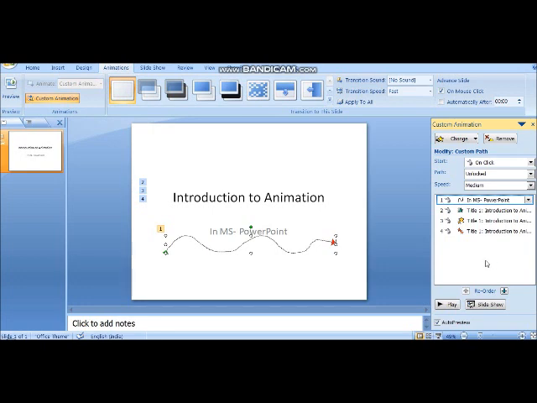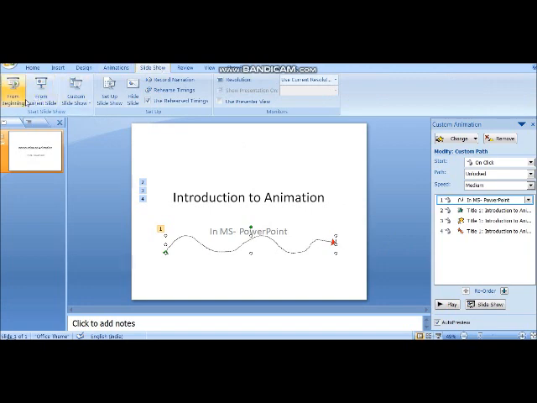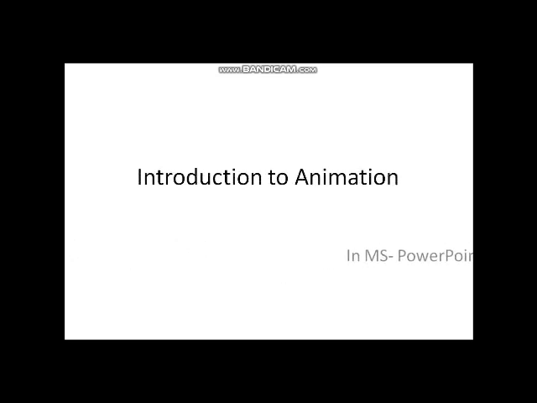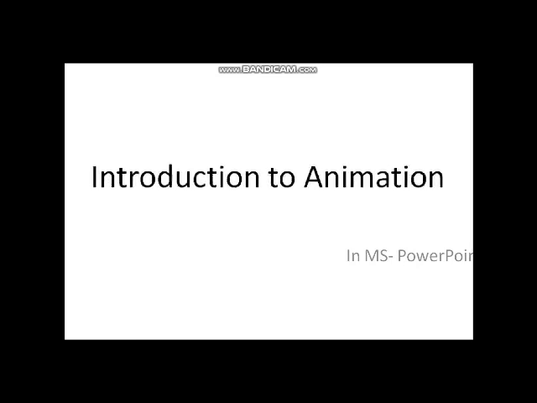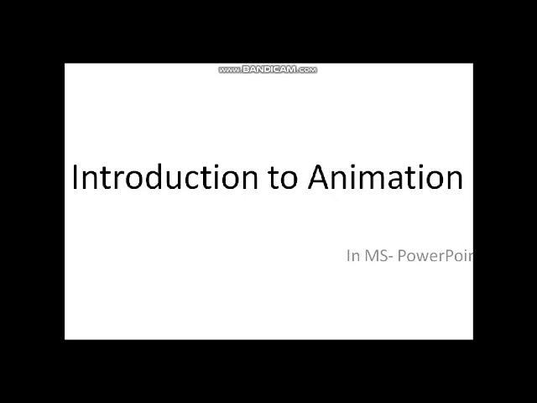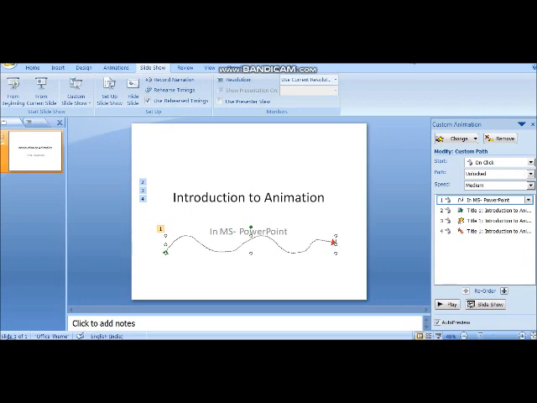Now if you are going to play, what happens? On click we will go to the slideshow from the beginning. Now on click, first animation will be there, then introduction to animation, then grow and shrink, and then fly out. So this will be the animation applied to your text. It is not necessary that you have to apply all the animation. If you don't want emphasis, do not apply that. It depends on which type of animation you want to apply.